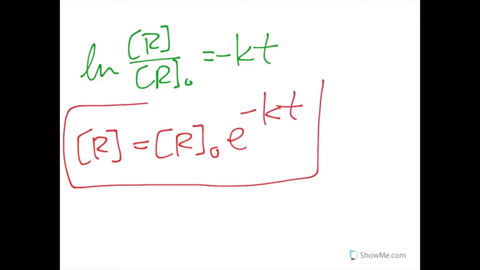And this is the integrated rate law. We have R as a function of time. Now, we are also interested in how much product we have, and we can manipulate this equation to get the concentration of P as a function of time.